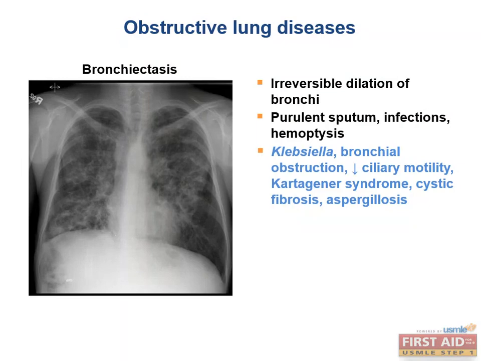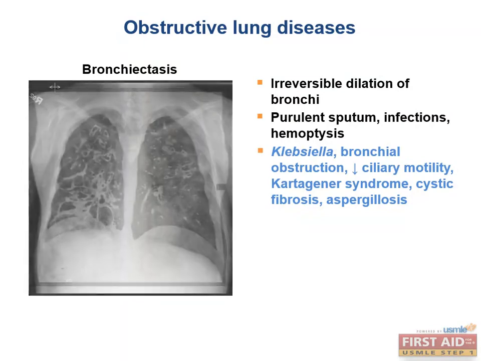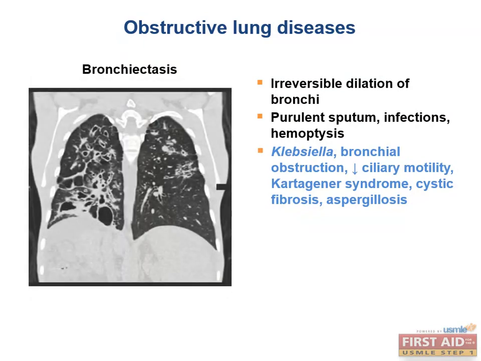Here you see a chest x-ray of a cystic fibrosis patient with bronchiectasis, scarring, and mucoid impaction. Note that he has relative sparing of the left lower lobe. This is a coronal CT in a patient with recurrent and chronic pneumonia. You can clearly see the dilated bronchi, especially on the right side.